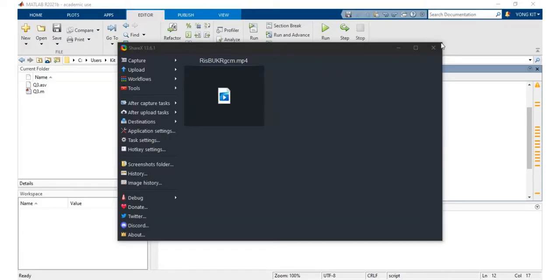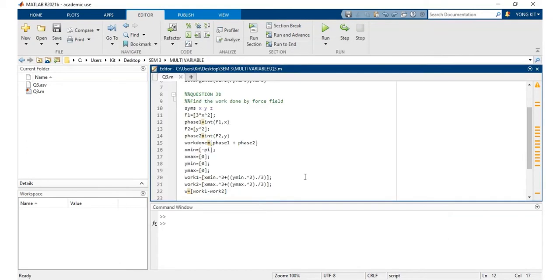Good morning, doctor. My name is Yongkit Somkiat, matrix number DE 2026. So for my parts, I want to present for question number 3. So here I'm using the program by using the application of MATLAB. So let's go next to question 3B.